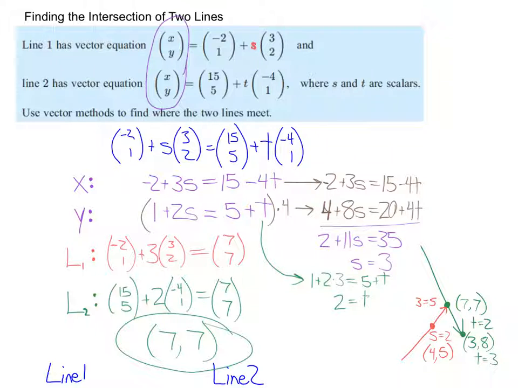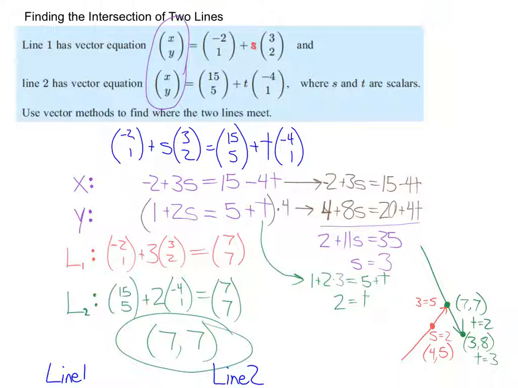And in order for them to hit, they'd all have to be equal to each other at the same time. Okay? That's true for any of these: in order for these things to actually hit each other, they'd have to both be at 7, 7 at the same time.